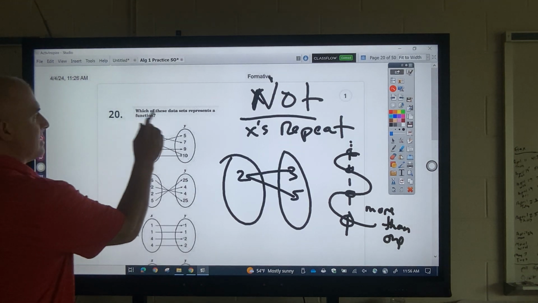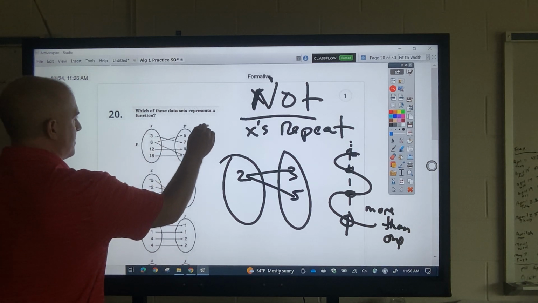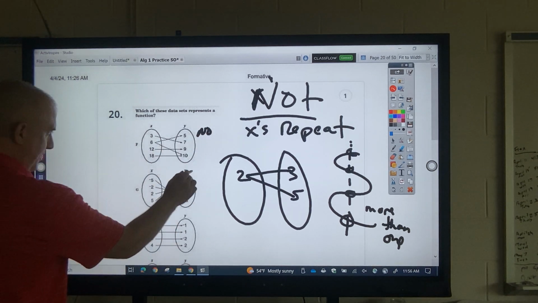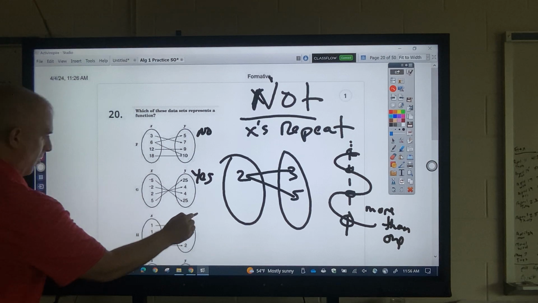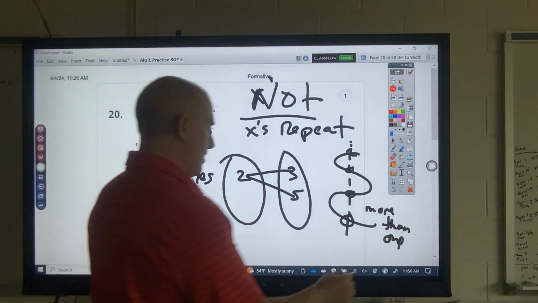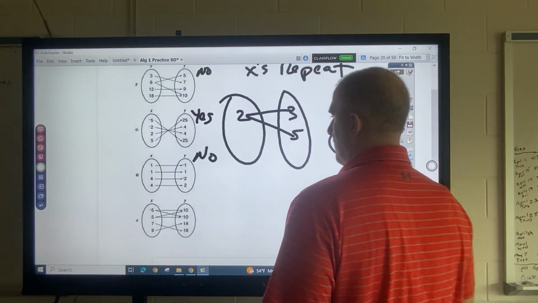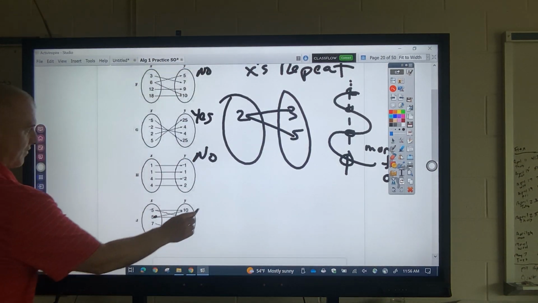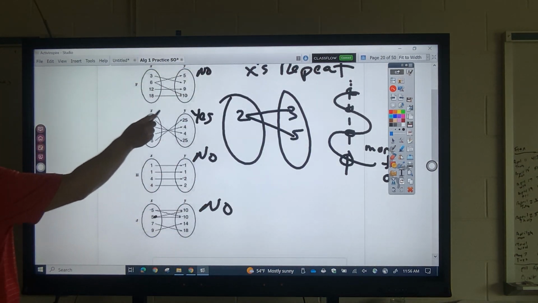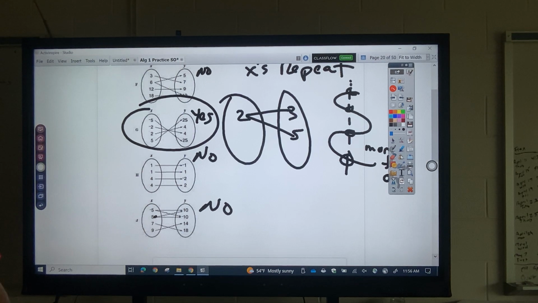So what I want to do is write yes or no. Well, since this got that, that's a no. This is all different, that's a yes. I have 2 1s, so that's a no. This has 2 lines from it, so it's a no. Well, if you got 3 no's and 1 yes, this has to be the answer.